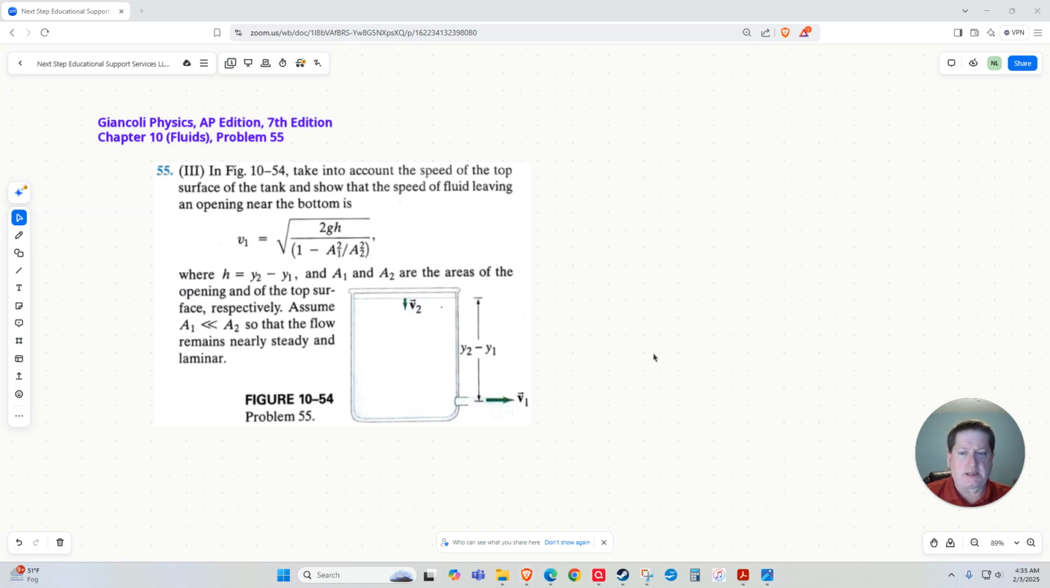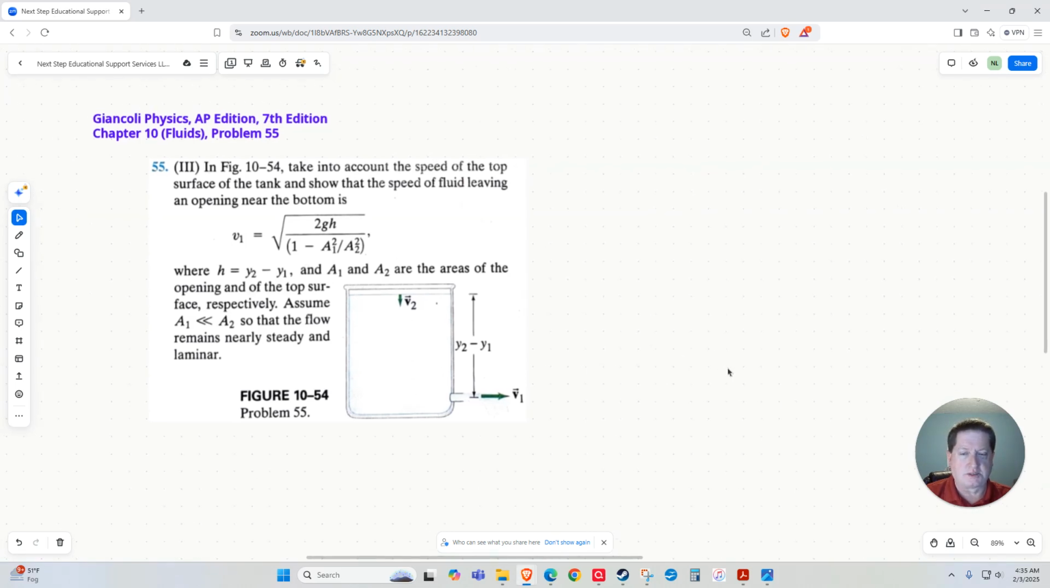Okay, this problem is slated as a level 3, probably just because there's no numbers in it, but honestly this is not that difficult of a problem because we're talking velocities and areas here, fluid flow, and the section of the book it's in. You might assume this is a Bernoulli's equation type problem, and it is.